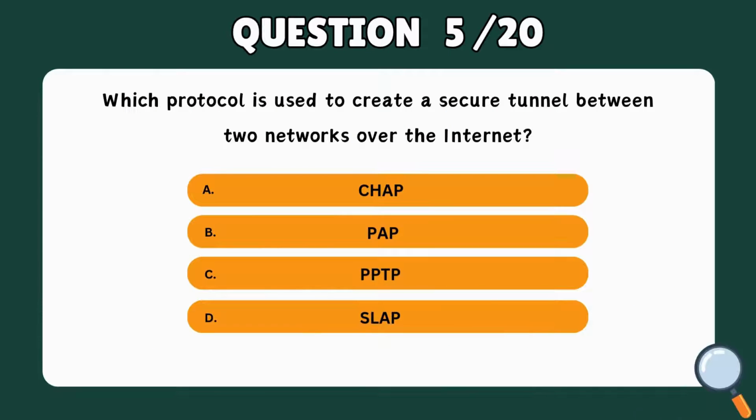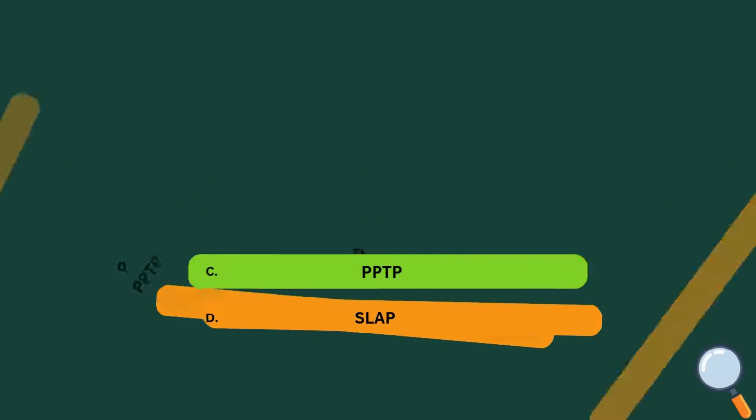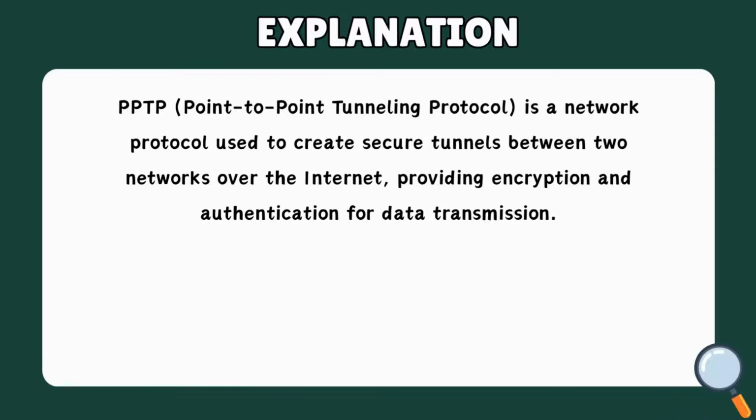Question 5. Which protocol is used to create a secure tunnel between 2 networks over the Internet? A. CHAP. B. PAP. C. PPTP. D. SLAP. Correct answer: C. PPTP. PPTP, point-to-point tunneling protocol, is a network protocol used to create secure tunnels between 2 networks over the Internet, providing encryption and authentication for data transmission.